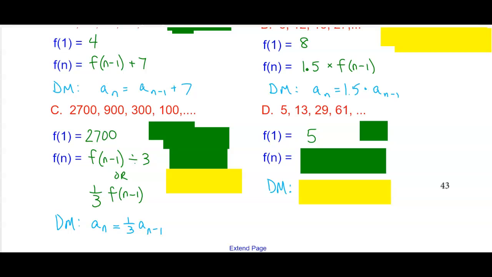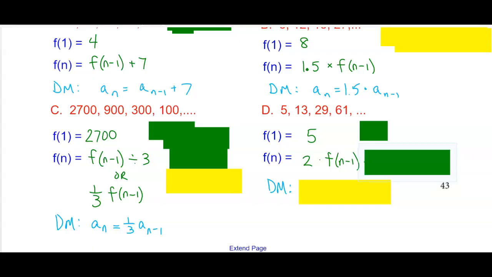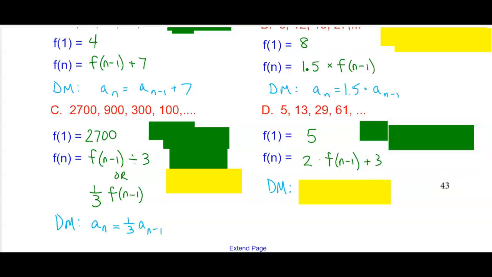When I try times 2 here, 5 would become 10, and then I'm 3 away. So times 2 plus 3 would work there. So then you just try that again here. If I do 13 times 2, I get pretty close to 29. I get to 26, and plus 3 would work. 29 times 2 would be 58, and again, that's plus 3. So times 2 looks like this, and then plus 3. And that f(n minus 1) goes in there. If it's Delta Math, it's just going to be the same thing, 2 times the previous term plus 3.